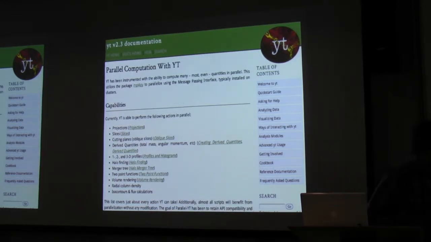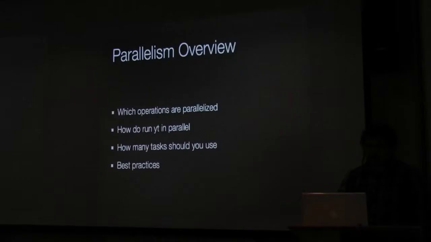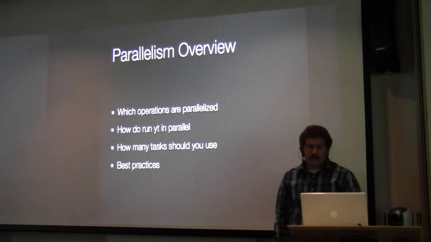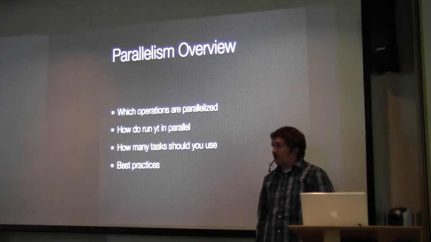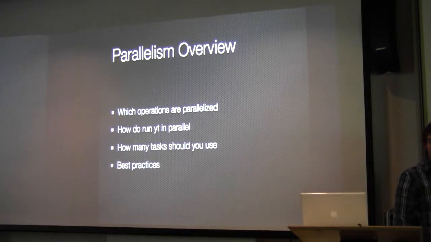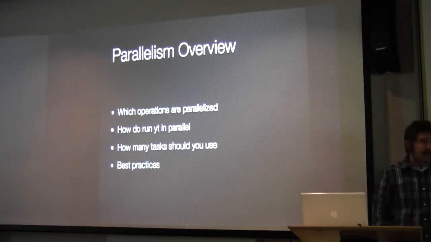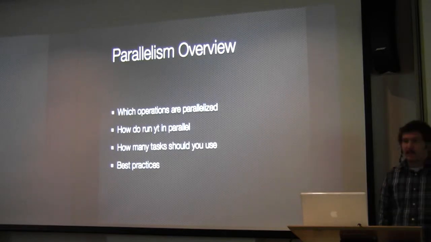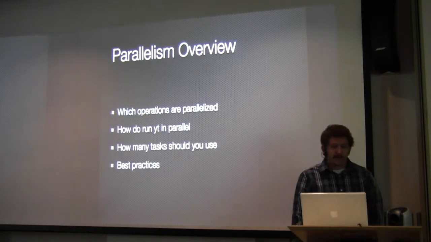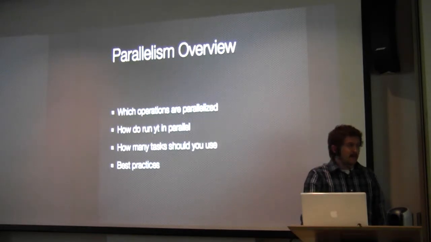Okay, so first of all, let's go through some of the capabilities. There's a whole list here on the docs. There are different types of parallelism, which we're going to talk about. But in this talk, I'm hoping that you'll get an idea of which operations in YT are parallelizable. How do you run YT in parallel? I'm going to try to give you a sense of how many tasks you can reasonably use efficiently. That's kind of a tricky thing because data varies so much. And I'll talk a little bit about best practices for running in parallel.